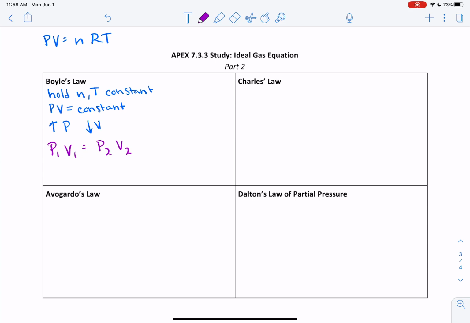All right, next up is Charles' law. Charles' law is sort of similar to Boyle's law, but Charles' law is saying, let's look at just volume and temperature. So if you hold, again, the number of particles and the pressure constant, then your equation becomes volume over temperature equals a constant.